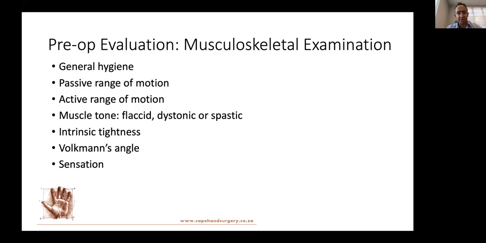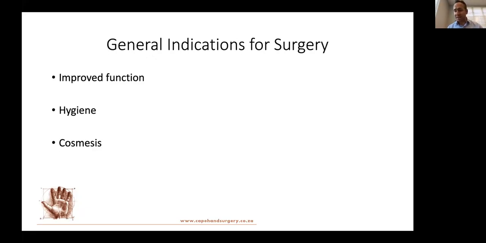So obviously general hygiene is probably one of the highest importance with regards to any deformity, and then the passive and active range of motion, and then the combination between flaccid, dystonic, or spastic. Very important, intrinsic tightness. Volkmann's angle is not relevant here. And then very important for me is also to consider the sensation. It is a very important thing that we don't always consider, especially with splinting, etc. These people generally can feel, and it is very important not to forget that they feel pain the same way as we do.